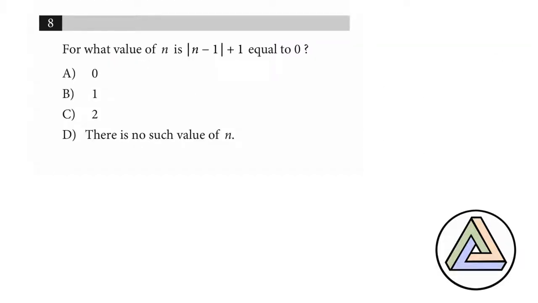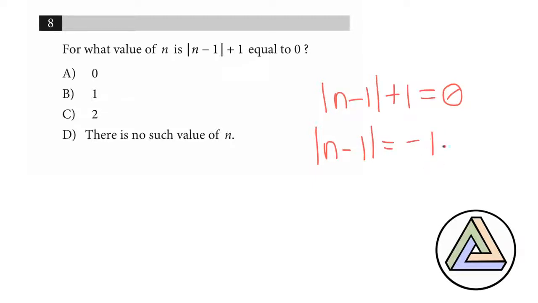For what value of n is the absolute value of n minus 1 plus 1 equal to 0? So I would go ahead and set that up equal to 0 and solve for n. Subtracting 1 from both sides would give me a negative number. And this is, as I suspected, a little bit of a trap.